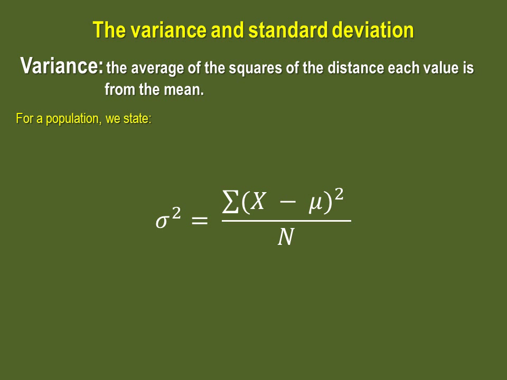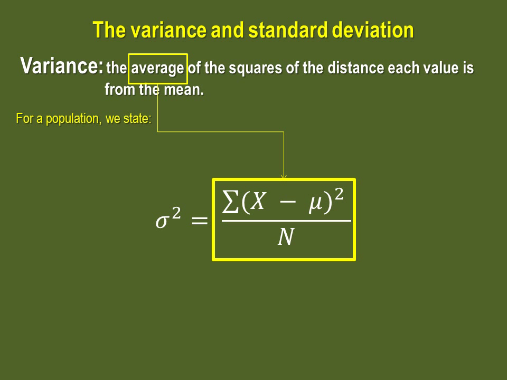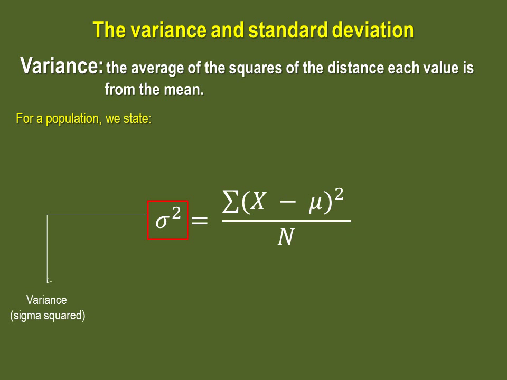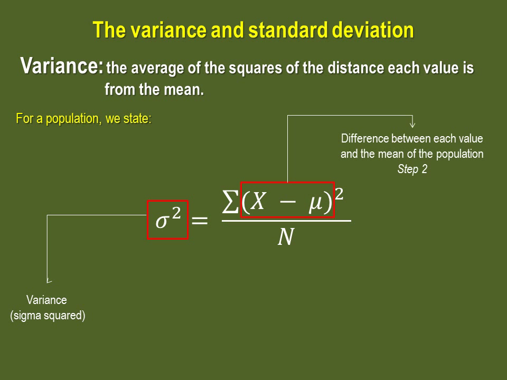So what is the true definition of the variance and of the standard deviation? The variance is the average, or actually the mean, of the squares of the distances each value is from the mean. Notice how in the equation there is a sum on the top and the number of values on the bottom portion. This looks remarkably like the equation for the mean, doesn't it? Well, then let's break this down further. First, when we have a population, variance is symbolized by sigma squared. Then, step 2 is where we actually take the difference between each value and the mean of the population.